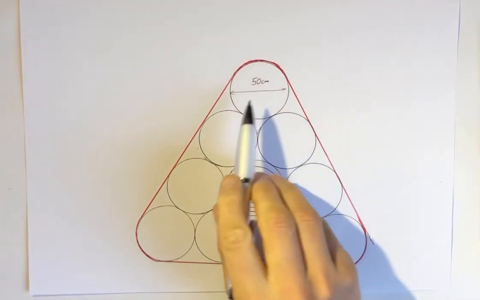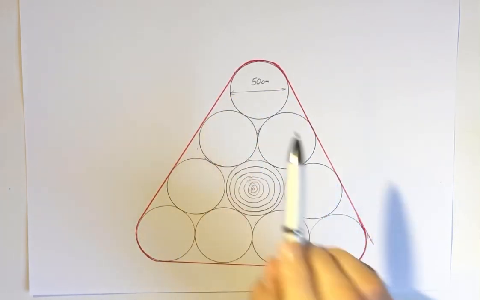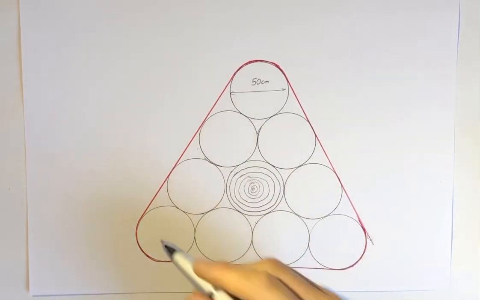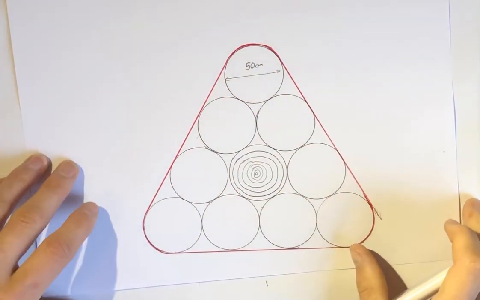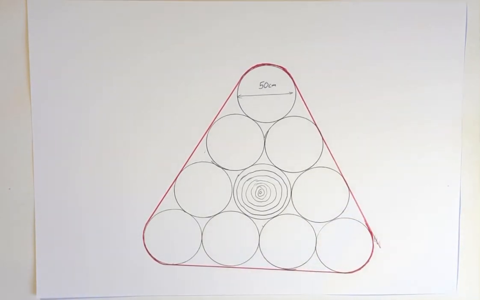I've said that the logs are about half a meter across in diameter. And what I want to know is, what is the length of that metal band going around the outside? What is the length of that red band, given that these logs are 50 centimeters in diameter?